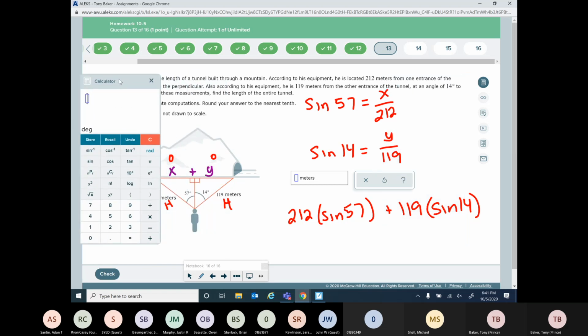So we're going to do 212 sine 57 plus 119 sine of 14. So they want to round to the nearest tenth at the end, so it's 206.6 meters long.